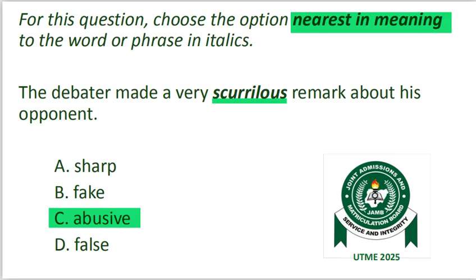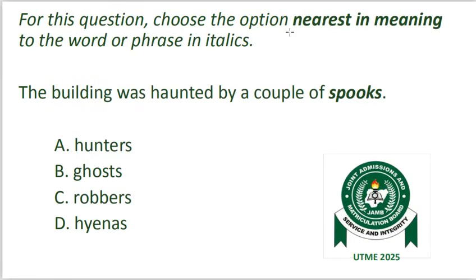Okay, to the next question. For this question, choose the option nearest in meaning to the word or phrase in italics. Still on synonyms. The building was haunted by a couple of spooks. Spooks is in italics. A. Hunters. B. Ghosts. C. Robbers. D. Hyenas. We can approach this question by using context clues. Look at the word, look at the verb haunted. The building was haunted.